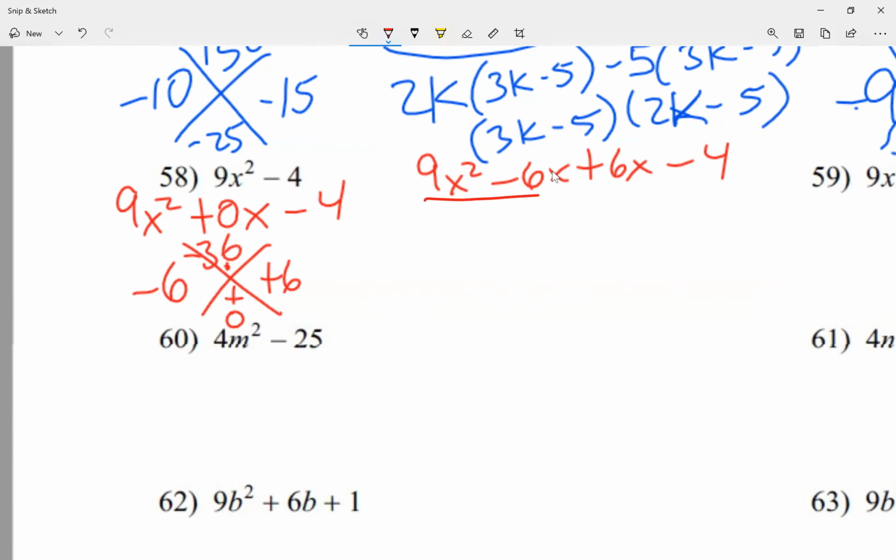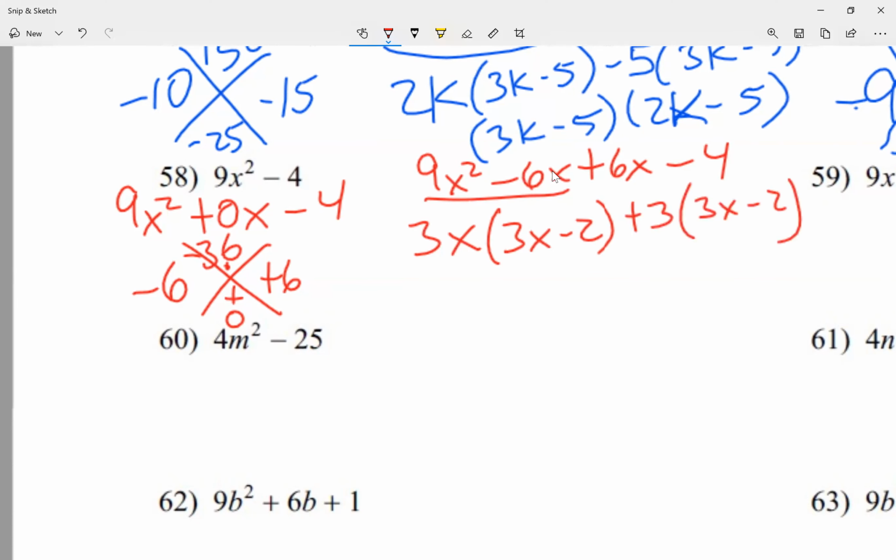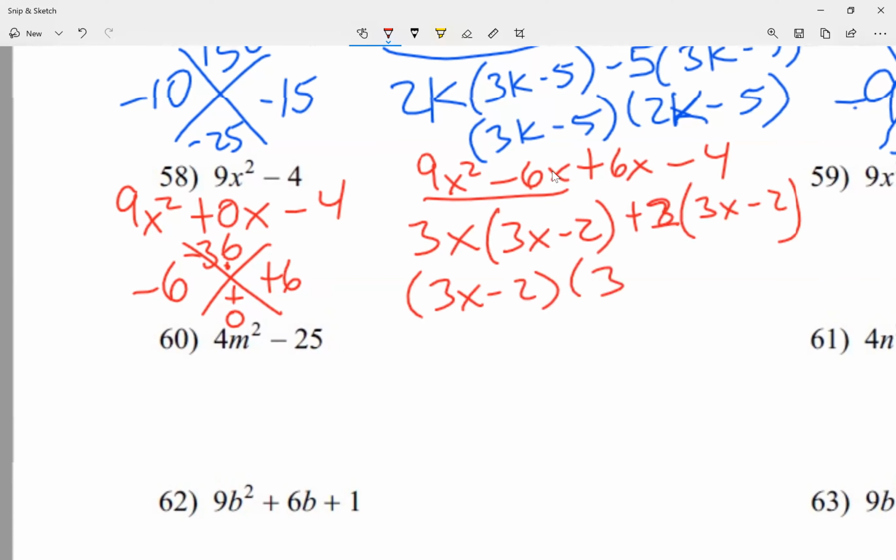When I look at my first two terms, I can divide each by 3 and remove an x. And that's going to give me 3x minus 2. When I see the other one, I can divide each by, in fact, a positive 2, and it's going to give me 3x plus 2. Actually, I divided by 2, my bad. So my factors are 3x minus 2 and 3x plus 2.